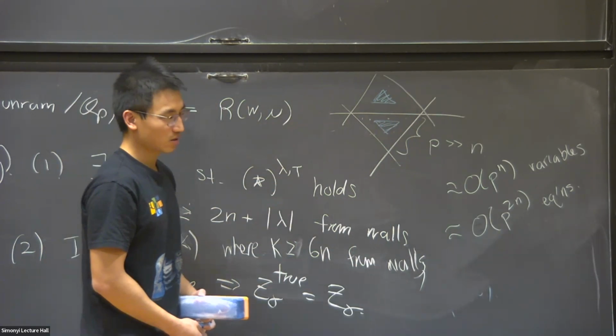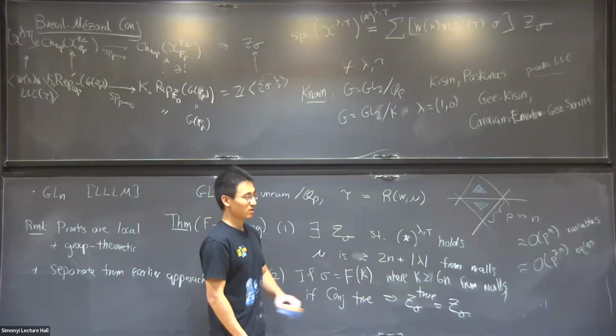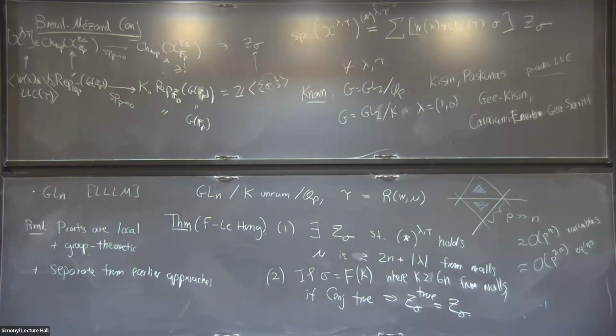So what is kappa? It's the irreducible representation with highest weight. Sorry, yeah, so there's a lot of notation here.